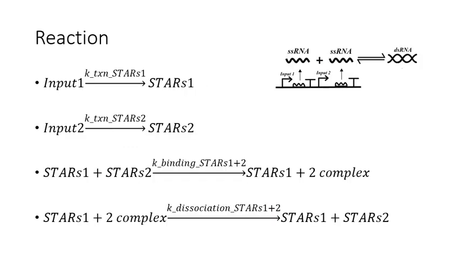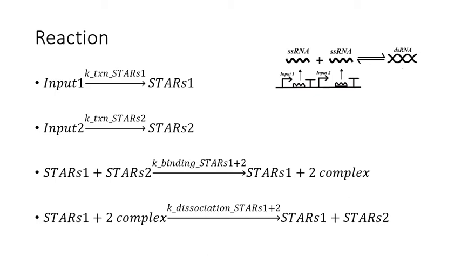Then I tried to write some biochemical reactions of this system. To make life easier, STARS1 is simply proportional to the strength of input 1, because we will focus on how this system works rather than where the inputs come from. Then STARS1 and STARS2 will bind to each other, and the complex also dissociates into these two RNAs. The equilibrium is determined by the binding and dissociation constants.